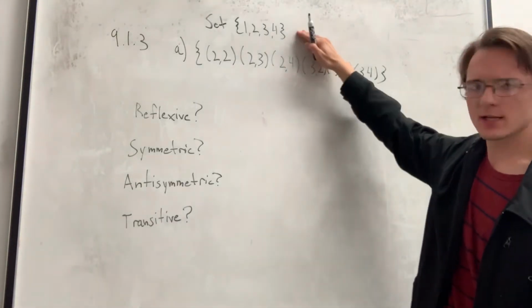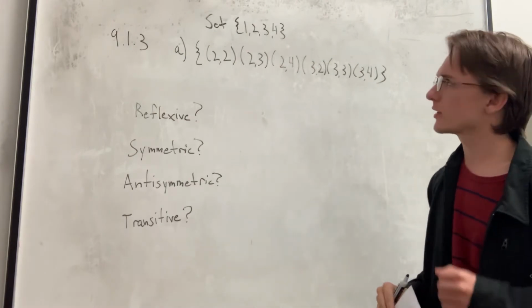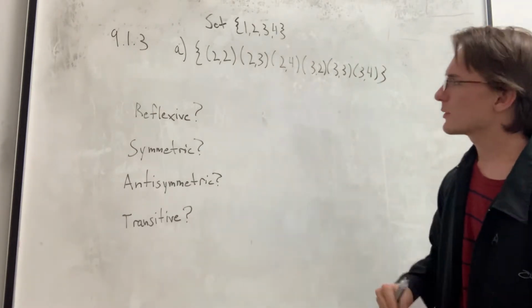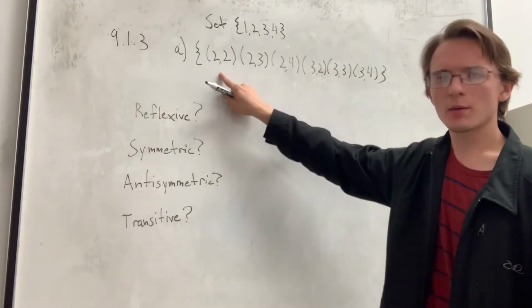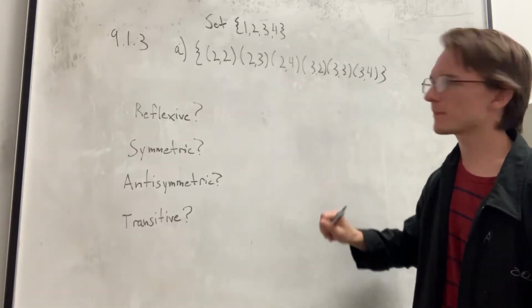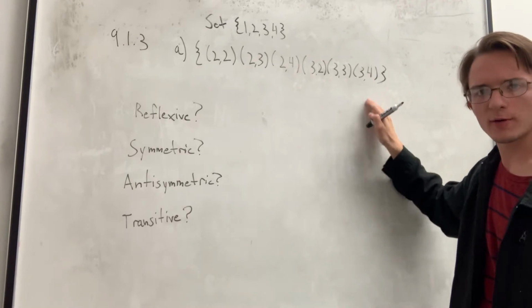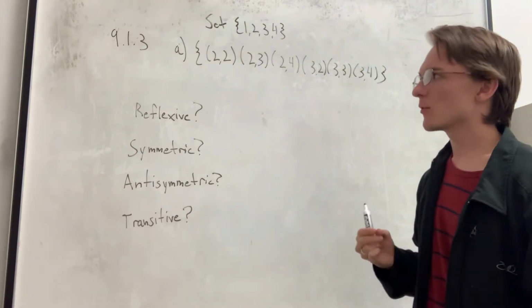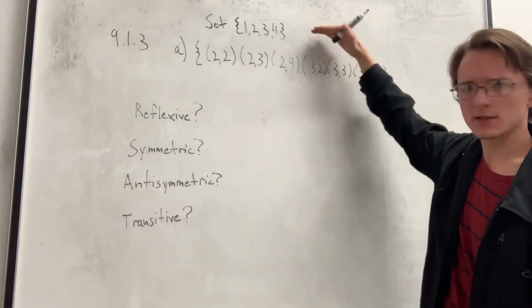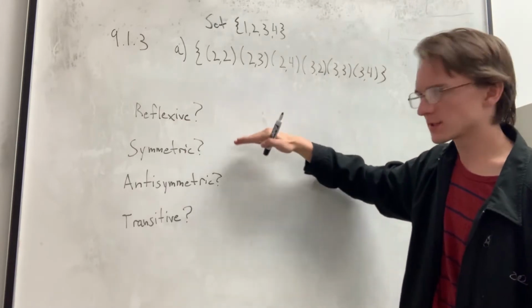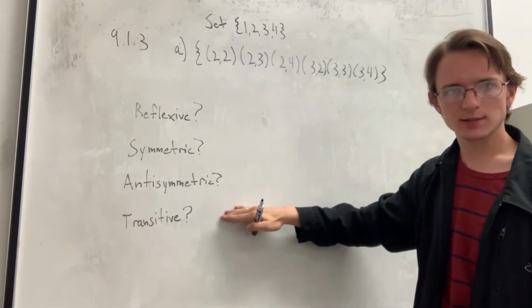9.1.3. We're given a set of these four numbers, 1, 2, 3, 4. And we're given a relation: (2,2), (2,3), (2,4), (3,2), (3,3), and (3,4). And it wants us to tell whether this relation on the set is reflexive, symmetric, antisymmetric, and/or transitive.